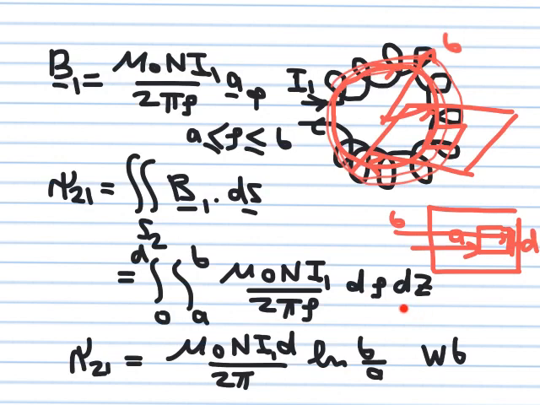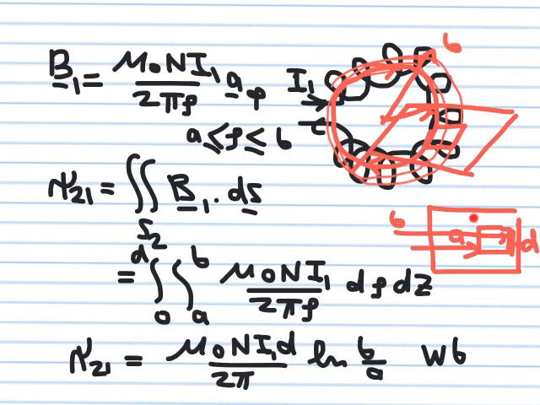And this is why the integral here became ds became d rho dz d phi, and the integral, I'm integrating over rho from a to b, I'm integrating over z from 0 up to d. So keep this in mind.